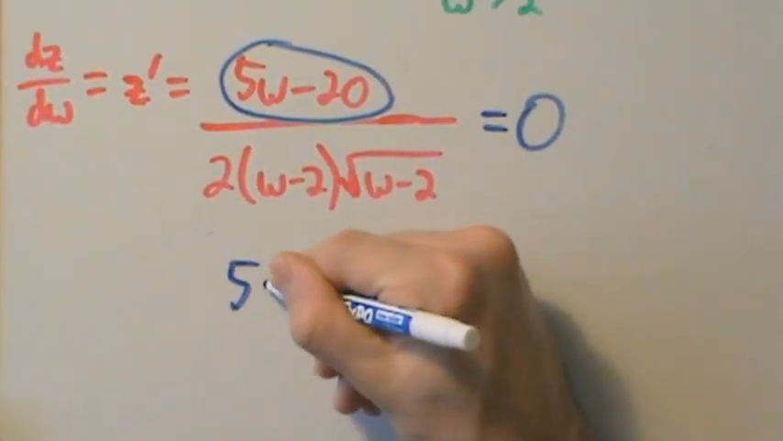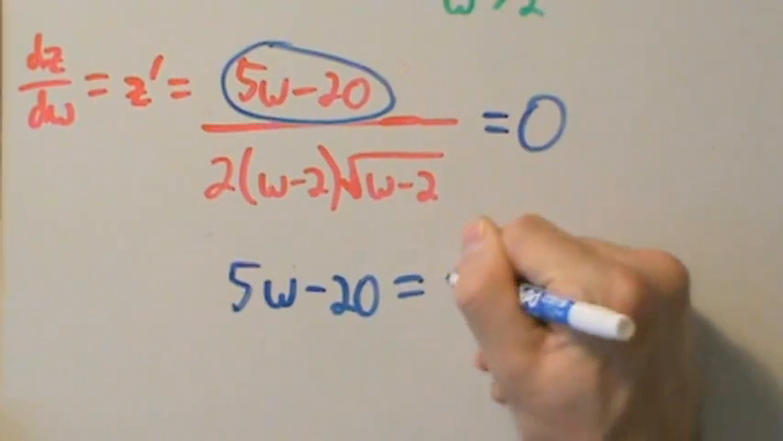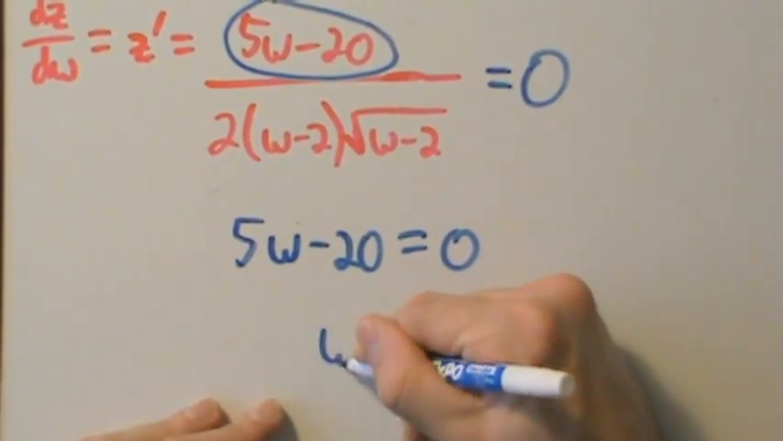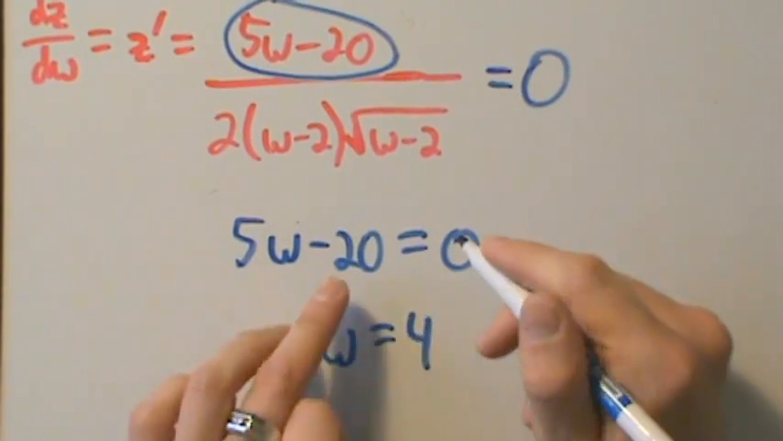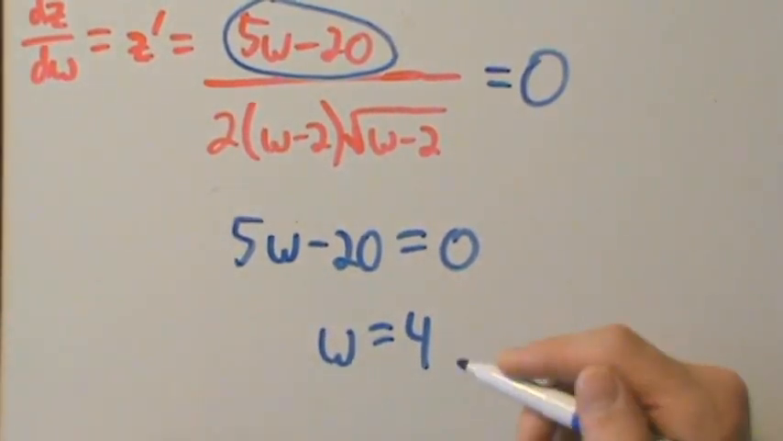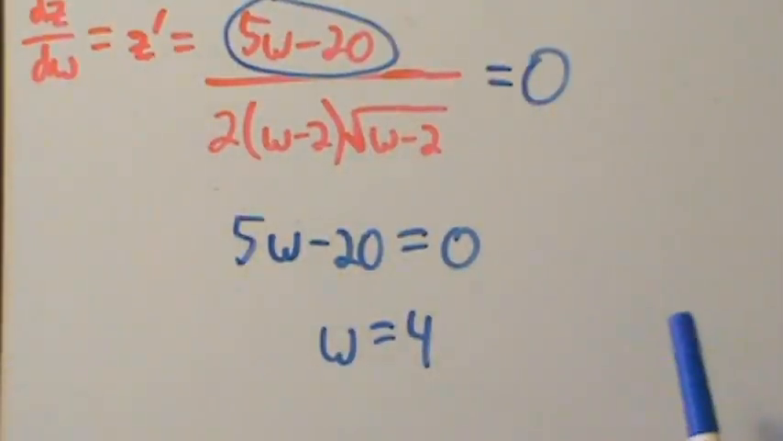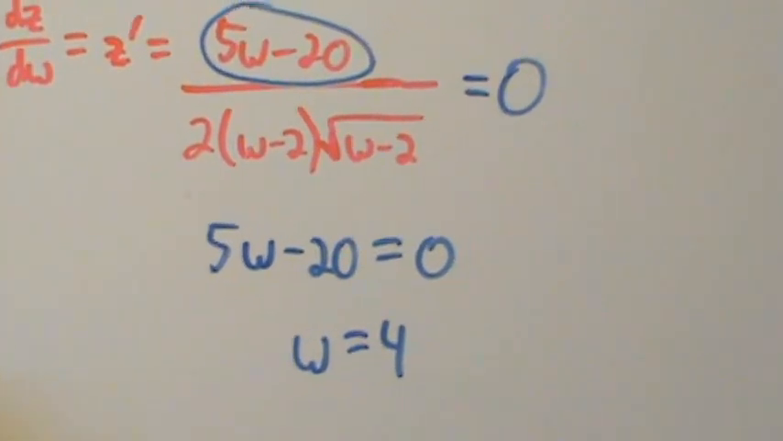So anyway, 5w minus 20 equals 0. There are a bunch of different ways to think about it, but you're just going to end up with w equals 4. So add 20 to both sides, divide both sides by 5, w equals 4. So this is the only value of w that makes the derivative equal to 0. All right? So this is our only critical point. And that's step 1, find all the critical points of the function. After all that mess we did, we only have one critical point.